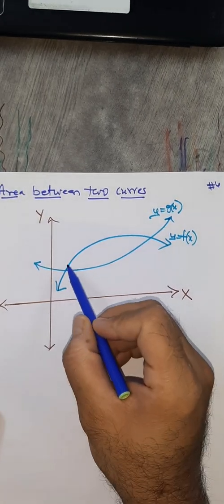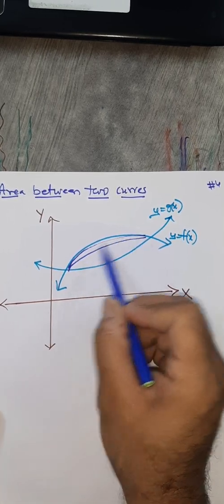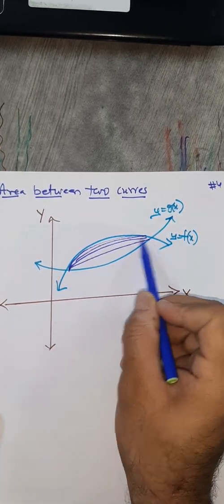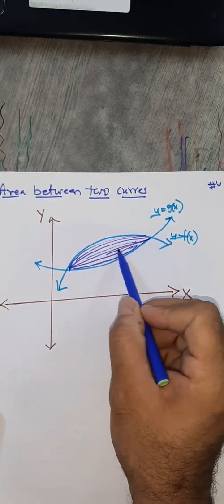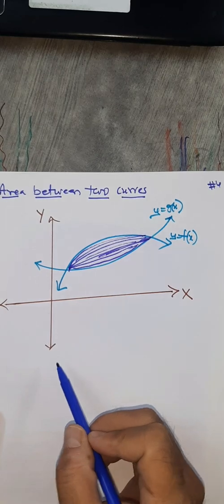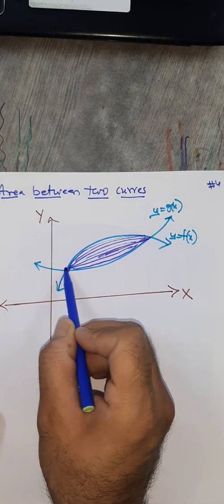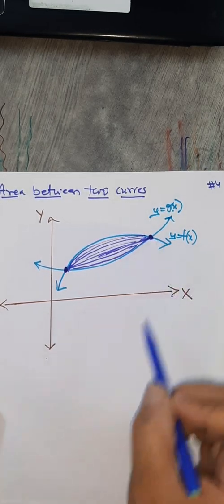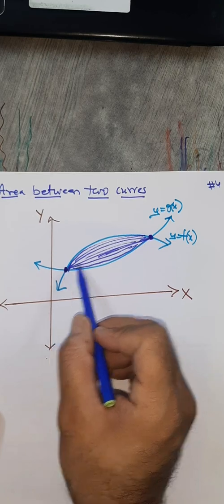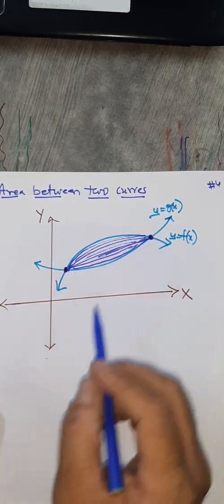Now we want this much. This is the region, the area of this region between these two curves. Can you see where the area starts? Here. Where does it end? Over here. Now what are these? These are nothing but the points of intersection of the given two curves.